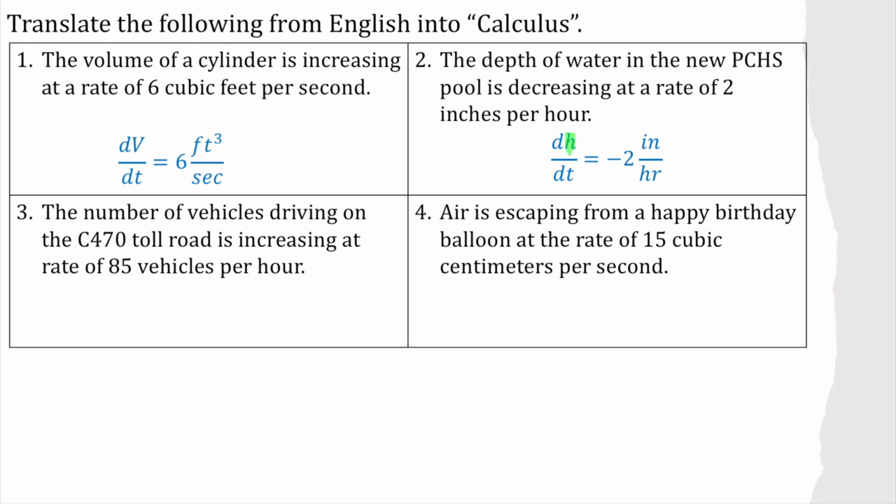The number of vehicles driving on the C-470 toll road is increasing at a rate of 85 vehicles per hour. That could be dV/dt, maybe V would be vehicles, equals 85 vehicles per hour. Air is escaping from a happy birthday balloon at a rate of 15 cubic centimeters per second. So we could say dV/dt, V being volume, is negative 15 cubic centimeters per second.